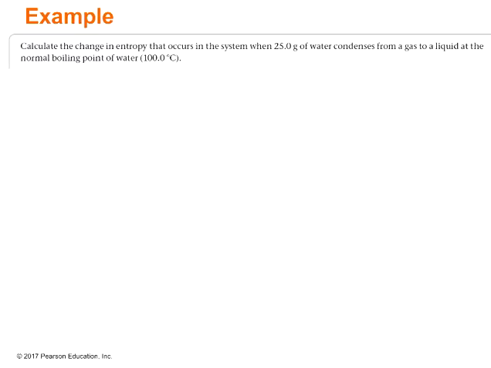So let's look at an example from your textbook. We're going to calculate the change in entropy that occurs in the system when 25 grams of water condenses from a gas to a liquid at the normal boiling point of water, which is 100 degrees Celsius. All right. So again, the system here, we're starting with water as a gas, and it's becoming liquid water. So earlier we said that if a system is becoming more ordered, that means that entropy is decreasing. So delta S should be negative. Remember, delta S should be less than 0 for this system.